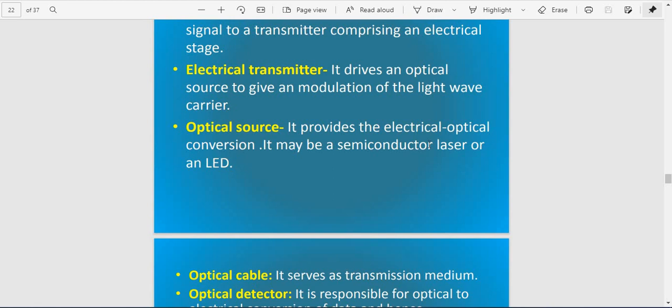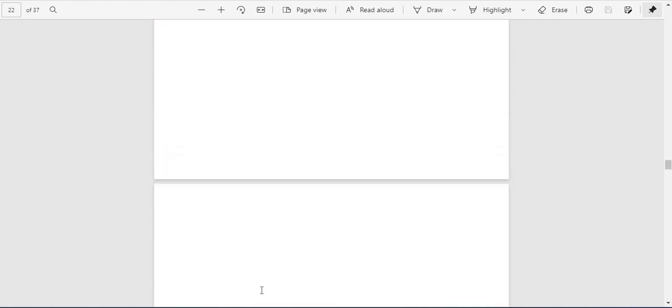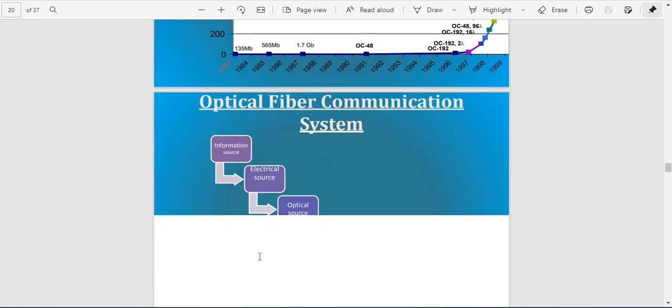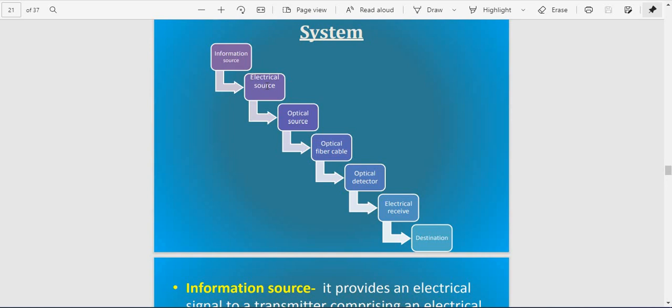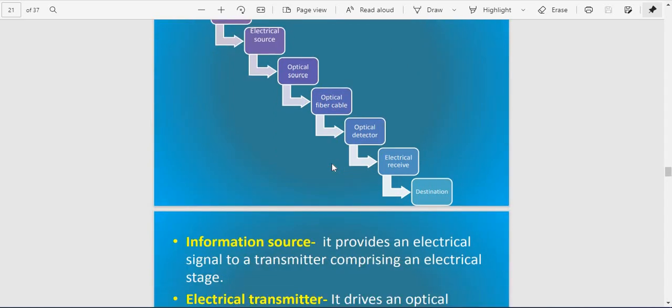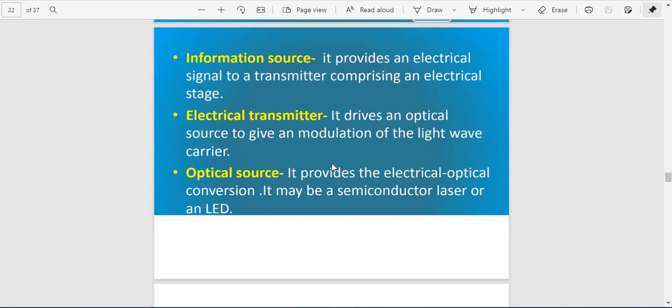These are nothing but the optical sources which take the information from the electrical transmitter and provide the information to the optical cable. Means input is the electrical transmitter, output is the optical cable. As you can see in the diagram as well, the optical source takes the information from the electrical source and passes the information to the optical fiber cable. So this is the way it is used.